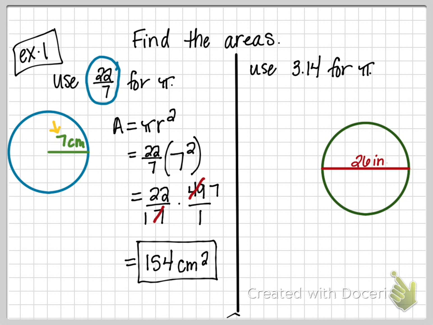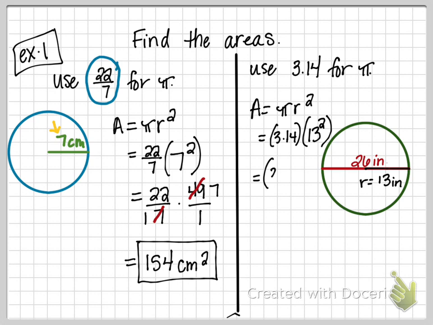And here's our circle. We've got a circle with a diameter of 26 inches. The first thing we need is if we look at our area formula, area equals pi r squared. If the diameter is 26, we know that the radius would be half that. So our radius is 13 inches. Now we've got everything we need. So pi is 3.14, and our radius is 13, and we will square that.